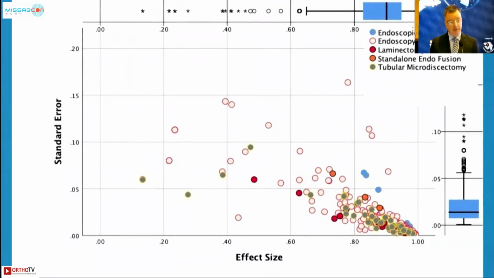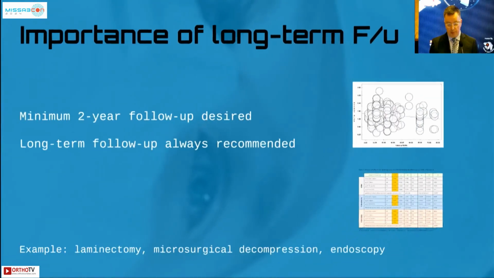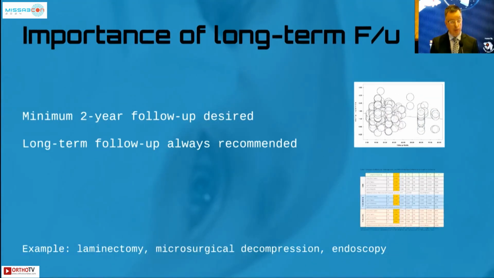Now, if you look at the effect size analysis, the pink rounded circles are the endoscopy effect size numbers. They significantly overlap with laminectomy and fusion data, meaning those surgeons that reported these results were able to achieve similar results as with open surgery. So the criticism that endoscopy is ineffective was proven inaccurate with their own numbers.